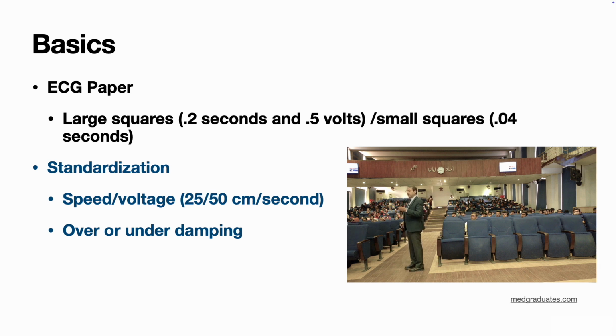So when you see the paper, you see exactly the standardization is there. The standardization box is normal. If the standardization box is not normal, your ECG interpretation may not be correct.